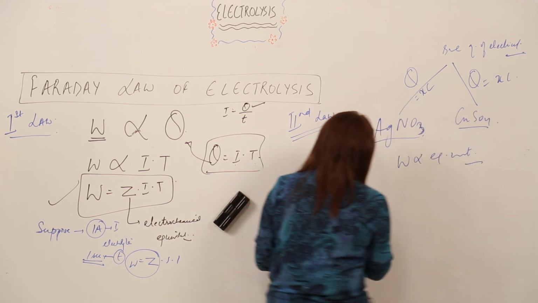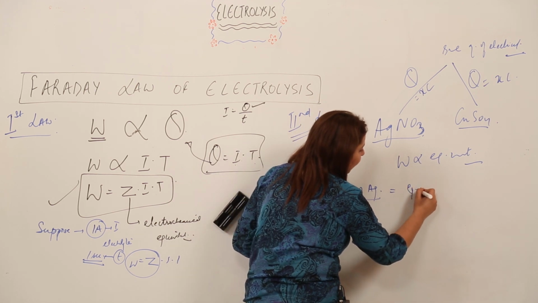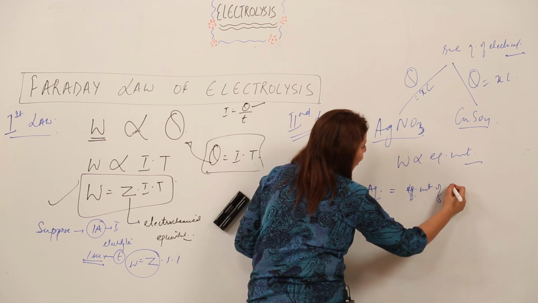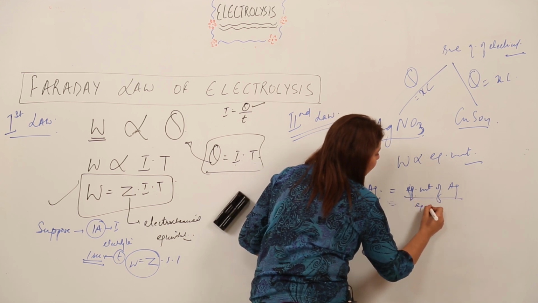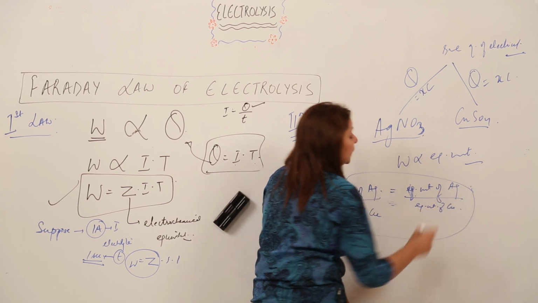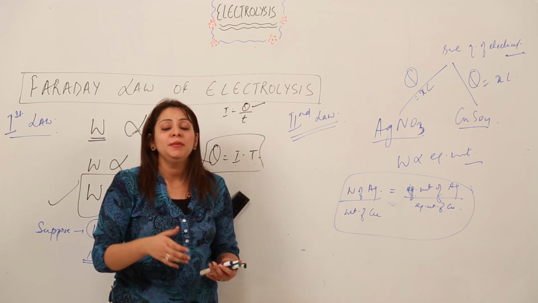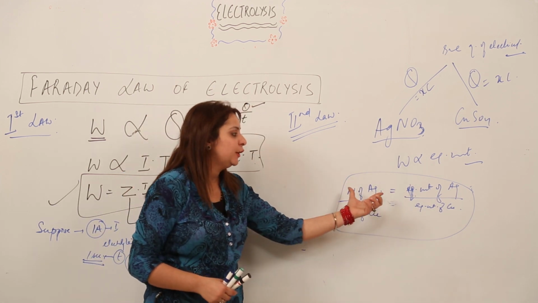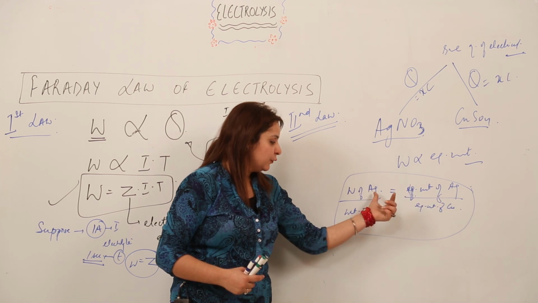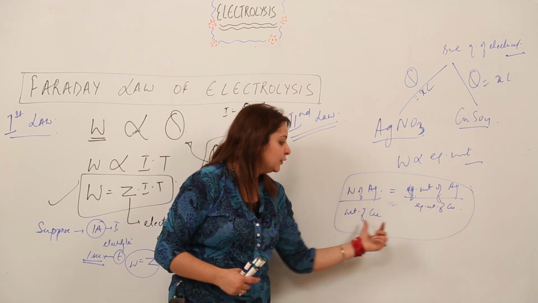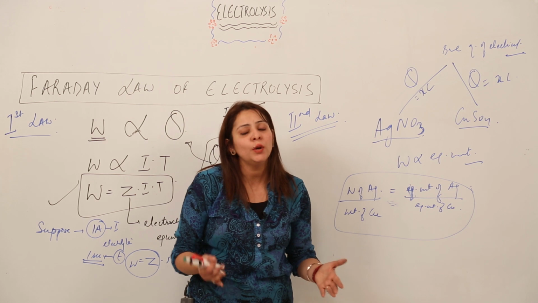So I can say that the weight of silver is directly proportional to the equivalent weight of silver, and the weight of copper is proportional to the equivalent weight of copper. So we calculate that the weight of one substance divided by the weight of the other substance is equal to the ratio of the equivalent weight of the first divided by the equivalent weight of the second. If you are given these terms and need to find any one unknown variable, you can do it by the same formula.